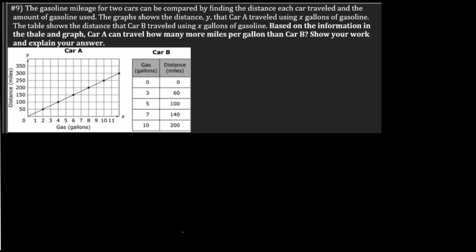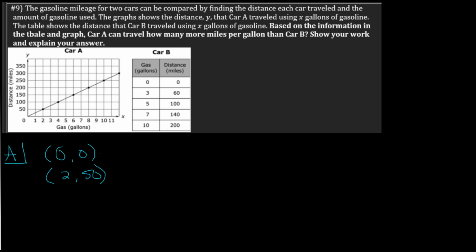So what we're going to do for this one is look at the actual slope of each of these. Similar idea to the last one. If I look at my slope, or my rate of change, for A, I can use this ratio. It went between 0, 0, and my next point was 2, 50. And so what I can do is find my rate of change.